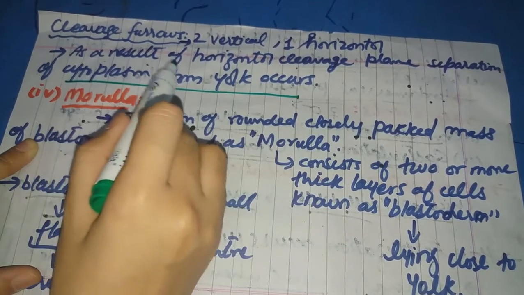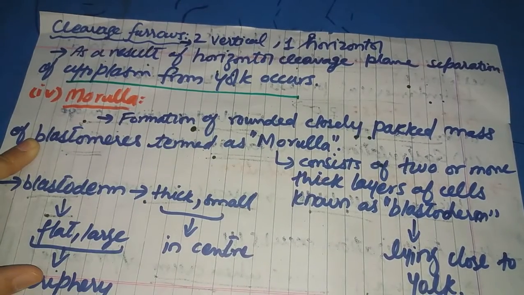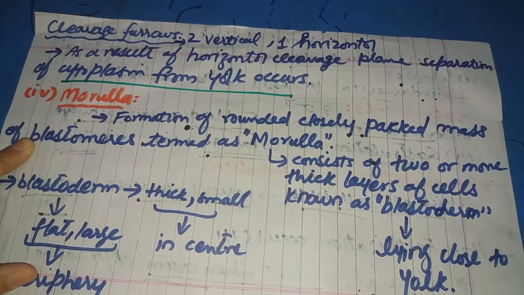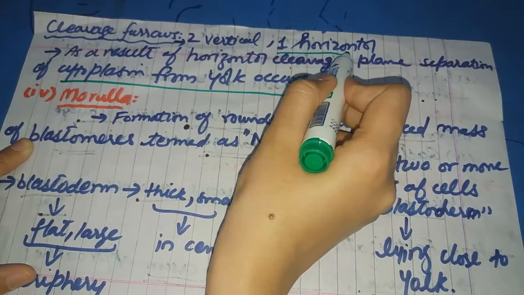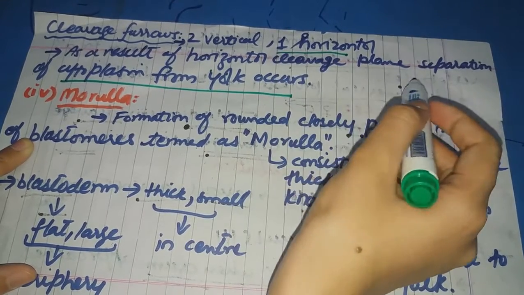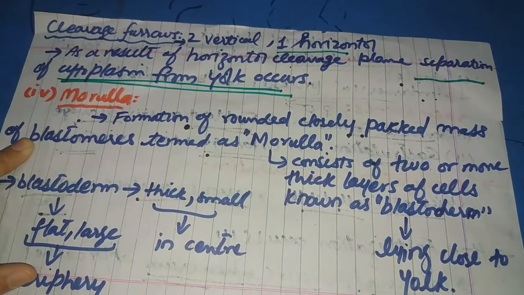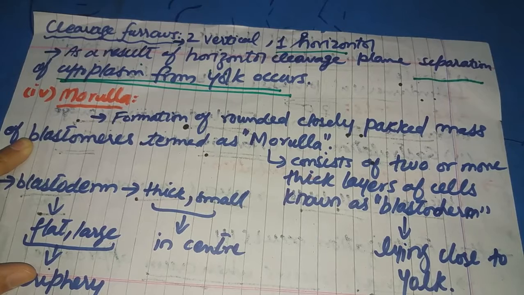The two vertical rows first appear, and after that one horizontal cleavage row appears. This one horizontal cleavage row causes separation of the cytoplasm from the yolk. Now with this the cleavage ends, and we move towards our fourth event, which is morula.